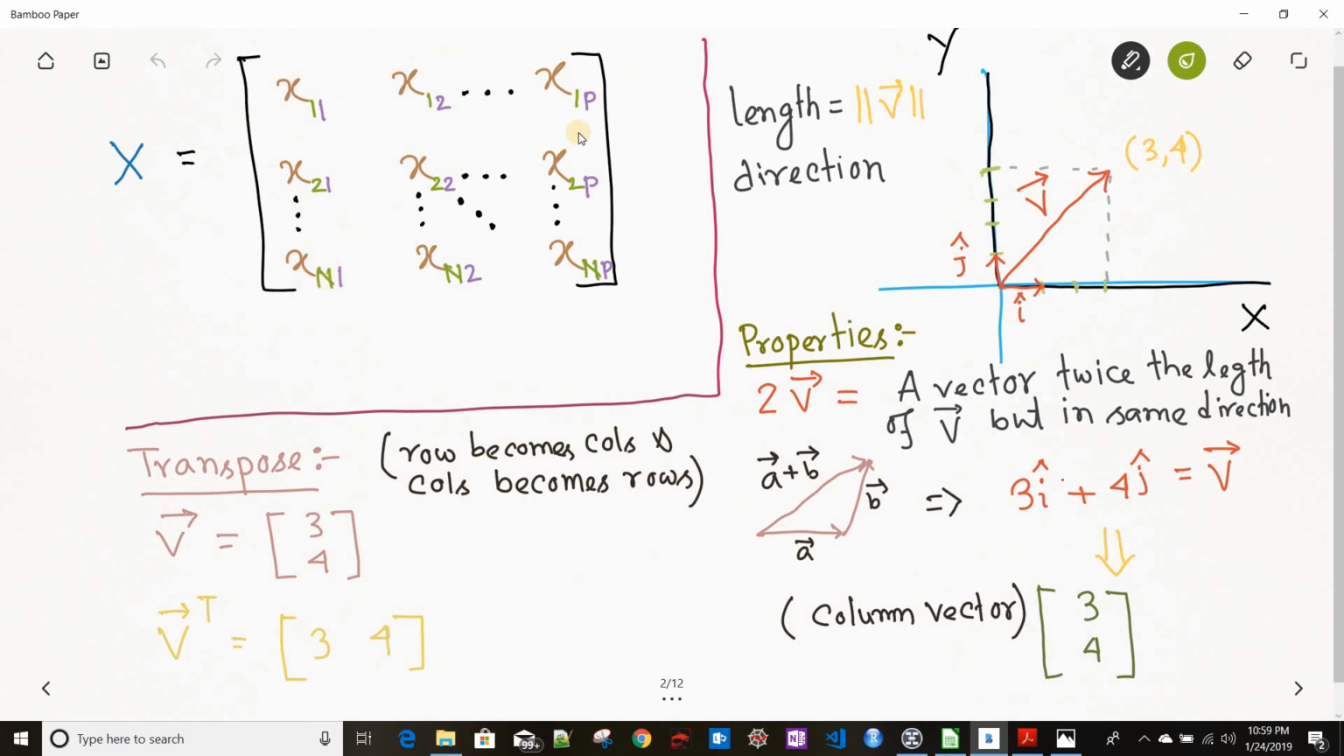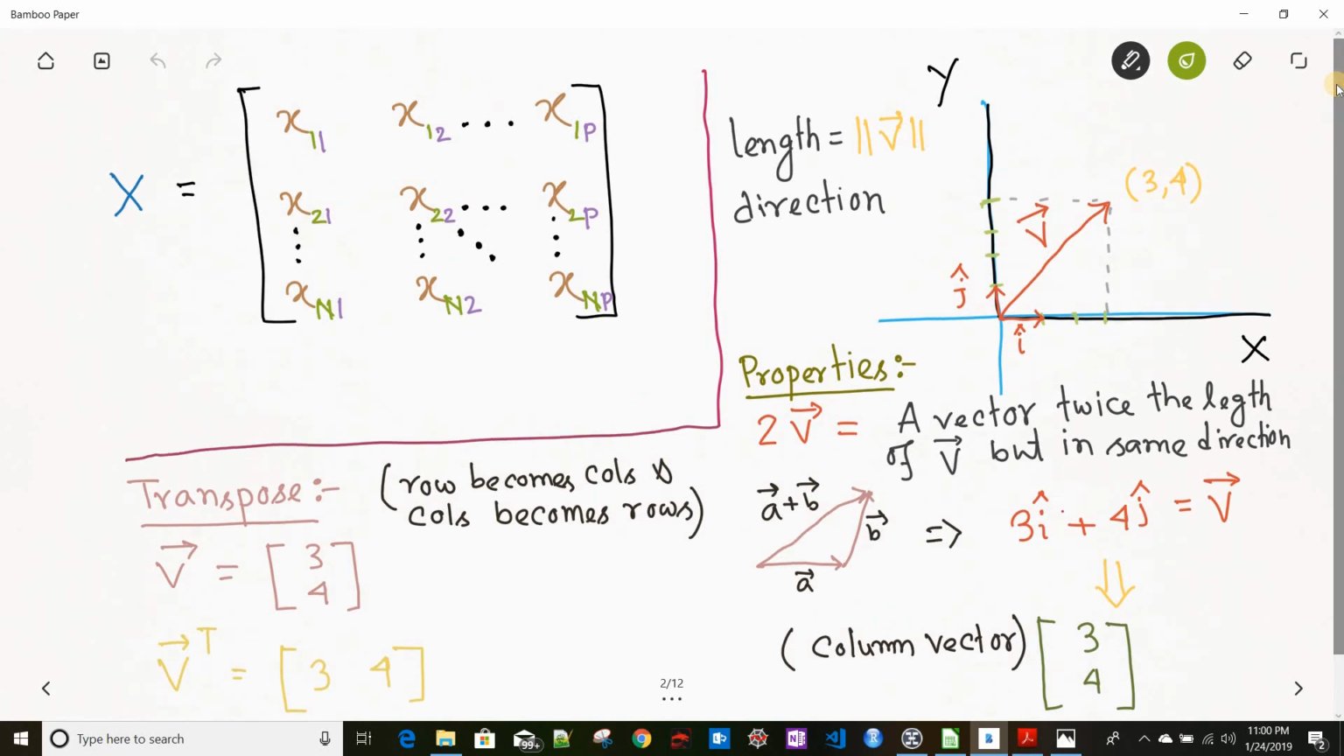That is the number of observations, and this is the number of features, correct? So now you got my point, right, where I am coming to. Basically we will try to represent this whole data set using a vector notation. Before that, let's talk about vectors.